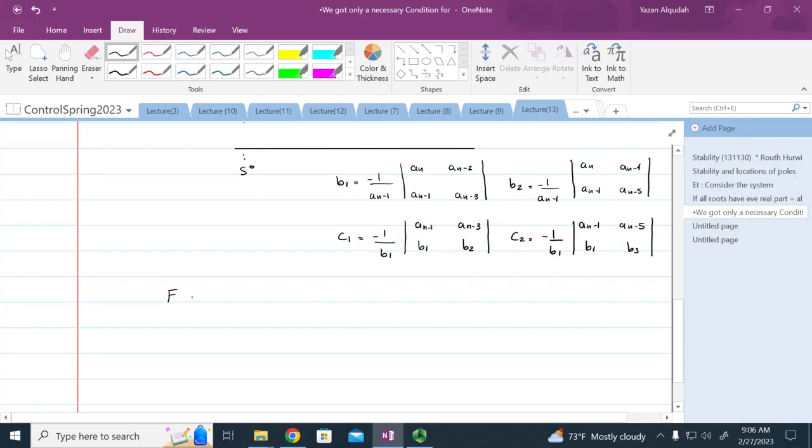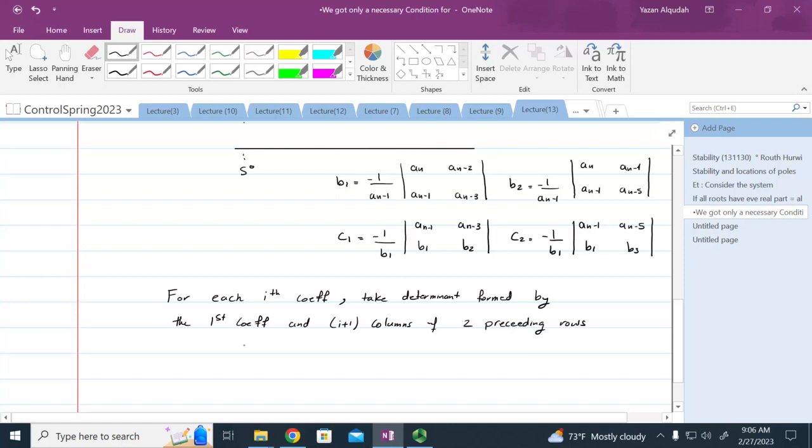So for each coefficient, we take the determinant formed by the first column and the i plus 1 column of the two preceding rows, and we divide by the first element of the preceding row.